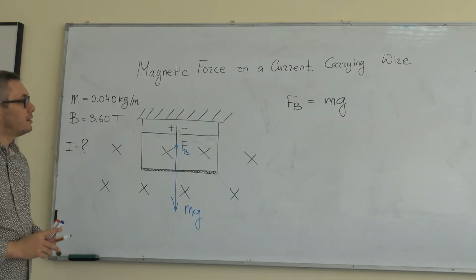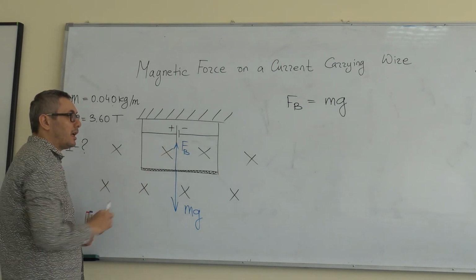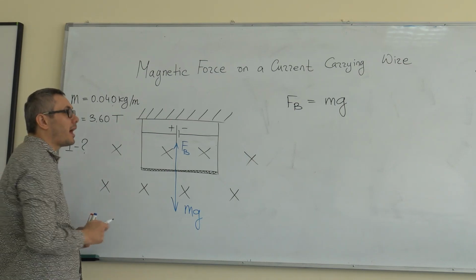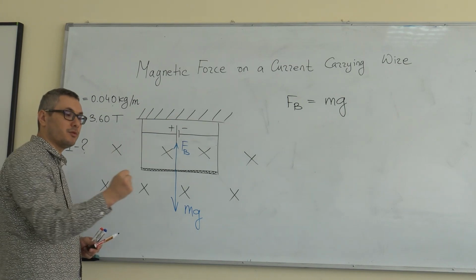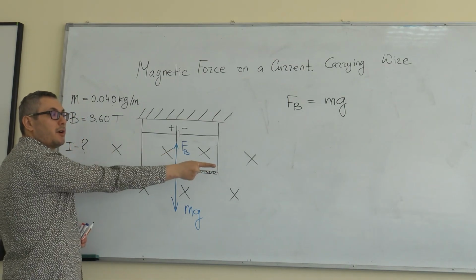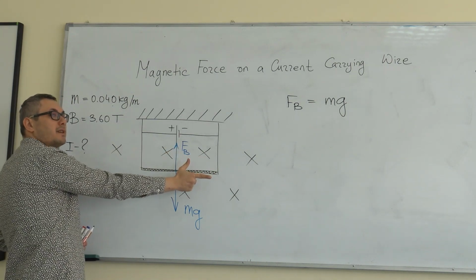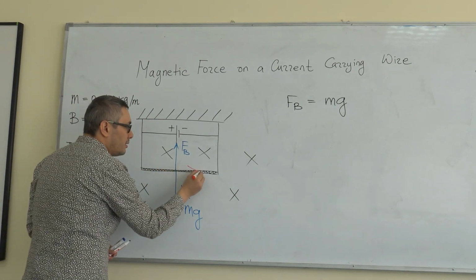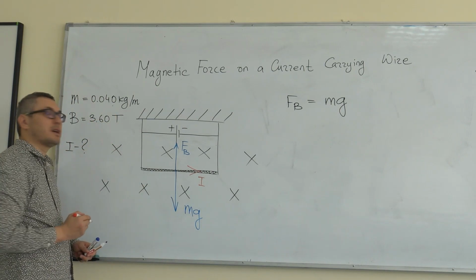Now, we know that in order for the force to be pointing upwards, the direction of the current has to be going to the right. Let's check that. Using the right hand rule, index finger is pointing along the direction of the current, middle finger is pointing into the board, and so F is up. So if the current is flowing in this direction, then the force will be pointing up.